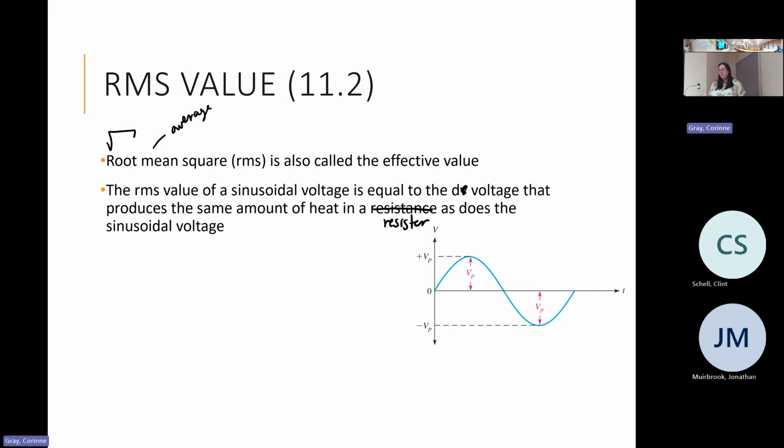So by looking at the RMS value, again, it's going to be the same amount of heat dissipated through our resistor. It is not going to give us the same current values all the time and things like that.